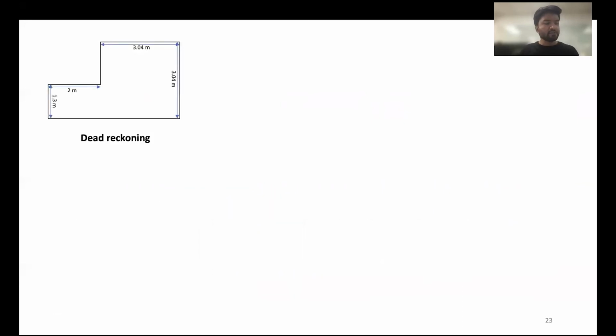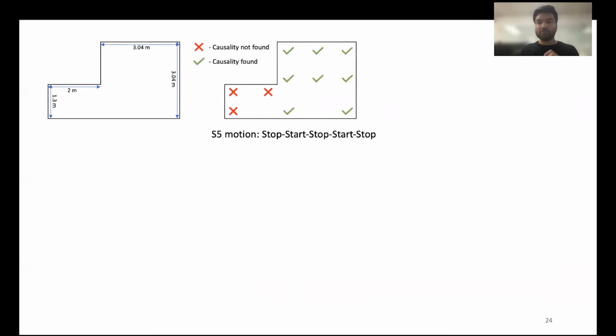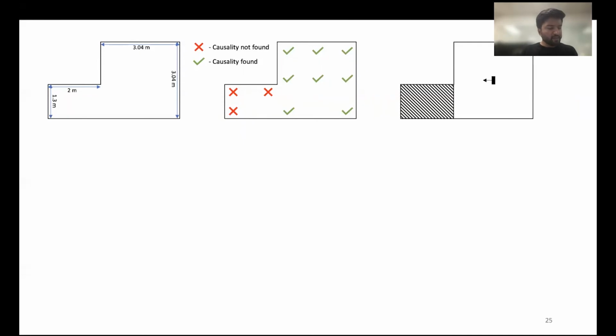First, we ask the user to walk around the edges of the space so that we can get a rough estimate using dead reckoning. Then we ask the user to perform the S5 motion at various points in the room and mark the points depending upon whether we were able to establish a cause and effect relationship or not. We eliminate the region with no cause and effect relationship and take a laptop and flash colors on its screen rapidly, something like this. Then we stand at the center of the remaining space and point our laptops in two opposite directions, in this case, left and right, with these flashing color patterns on its screen.